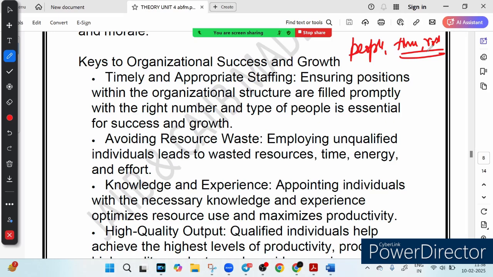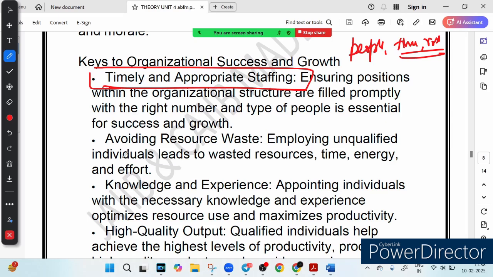So the first thing is timely and appropriate staffing. You know what it is? Imagine running a restaurant without enough chefs or waiters during peak hours. It is a disaster waiting to happen, right? That is why organizations need to fill roles promptly with the right people to keep things running smoothly.